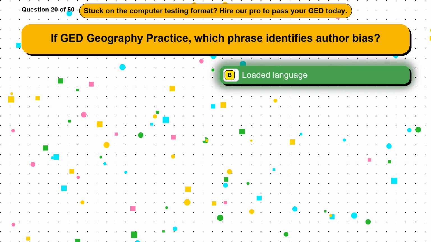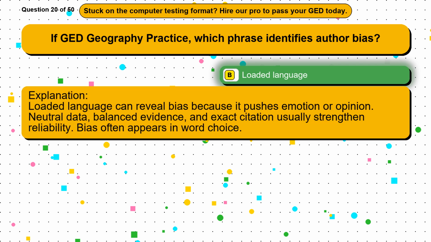The correct answer is option B. Loaded language. Loaded language can reveal bias because it pushes emotion or opinion. Neutral data, balanced evidence, and exact citation usually strengthen reliability. Bias often appears in word choice.